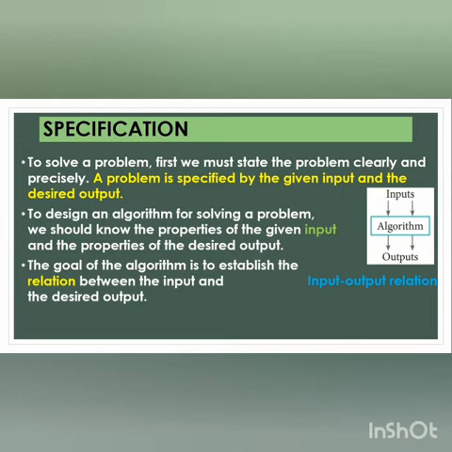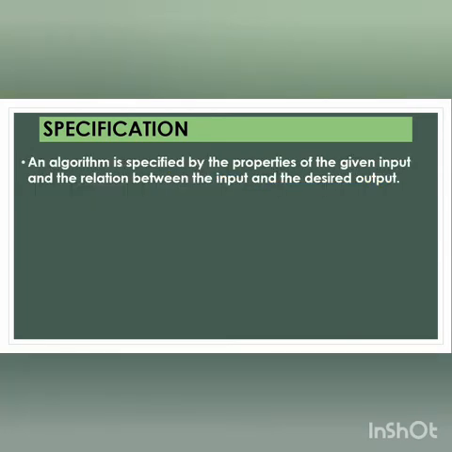So, in the first step, we have to analyze the problem and state the properties of the input. Based on the properties, we have to find the relation between the input and output. That is the solution of the problem. An algorithm is specified by the properties of the given input and the relation between the input and the desired output. So, while constructing an algorithm, the user has to specify the properties of the given input, output and the relation between the input and output.